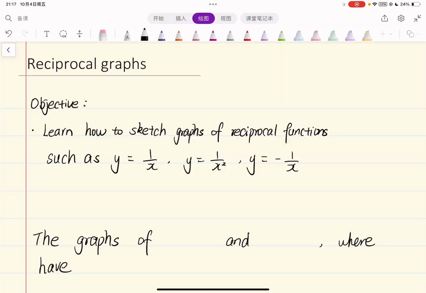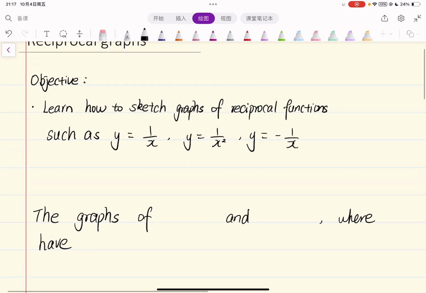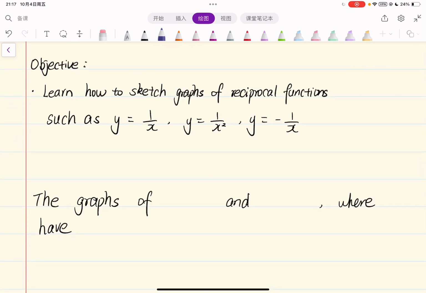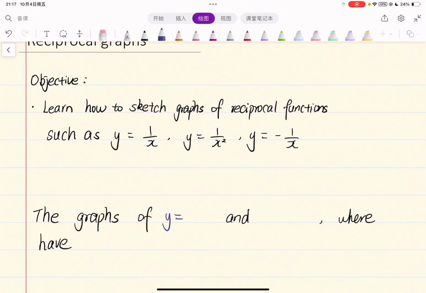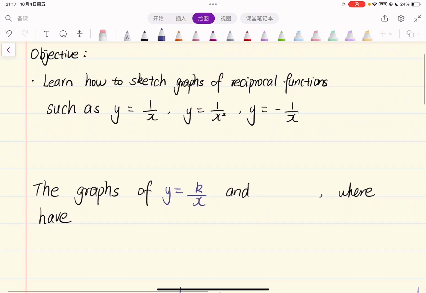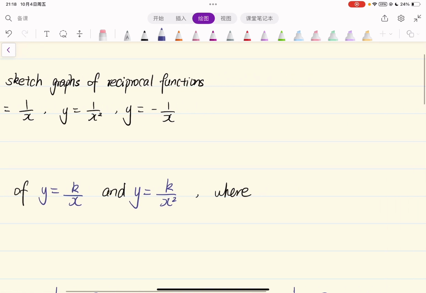Hello everyone, in this video we are going to learn about the reciprocal graphs. For this lesson you need to learn how to sketch graphs of reciprocal functions such as y equals 1 over x, y equals 1 over x squared, and y equals minus 1 over x. Roughly we have the graphs of y equals k over x and y equals k over x squared, where k is a real constant.